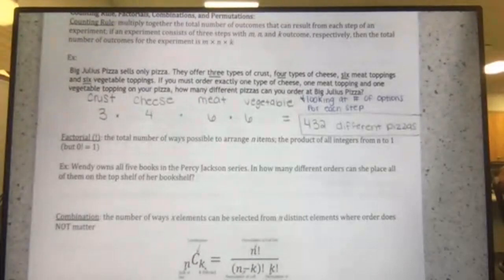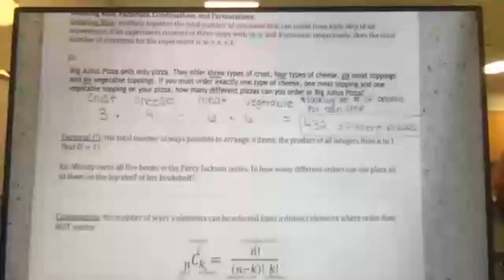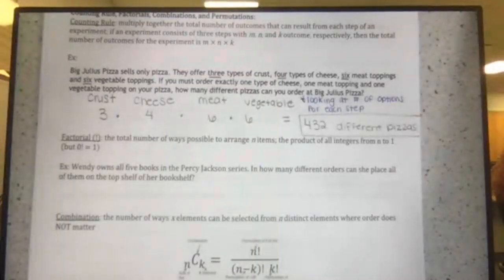So next is factorial. Factorial, so it's not a really excited 0, that's factorial. So the number of ways possible to arrange n items, the product of all integers from n to 1. So we're going to multiply all the integers from n to 1, but notice that 0 factorial is 1. And this is on our calculator, so we don't have to worry about actually doing a whole bunch of work here.